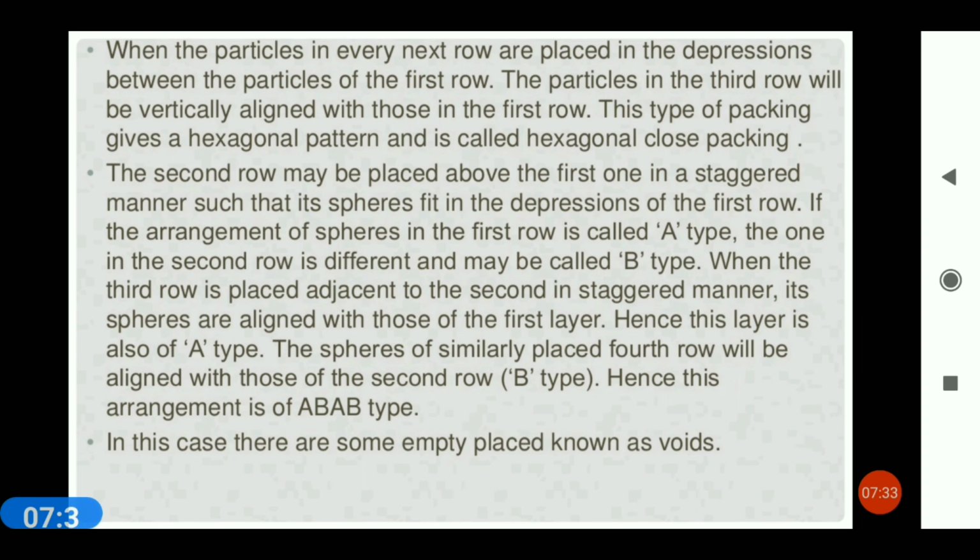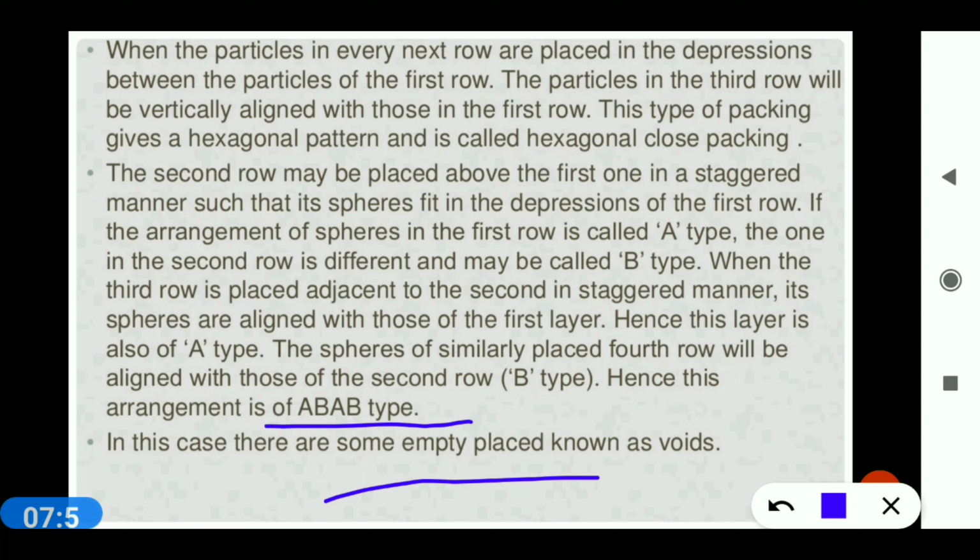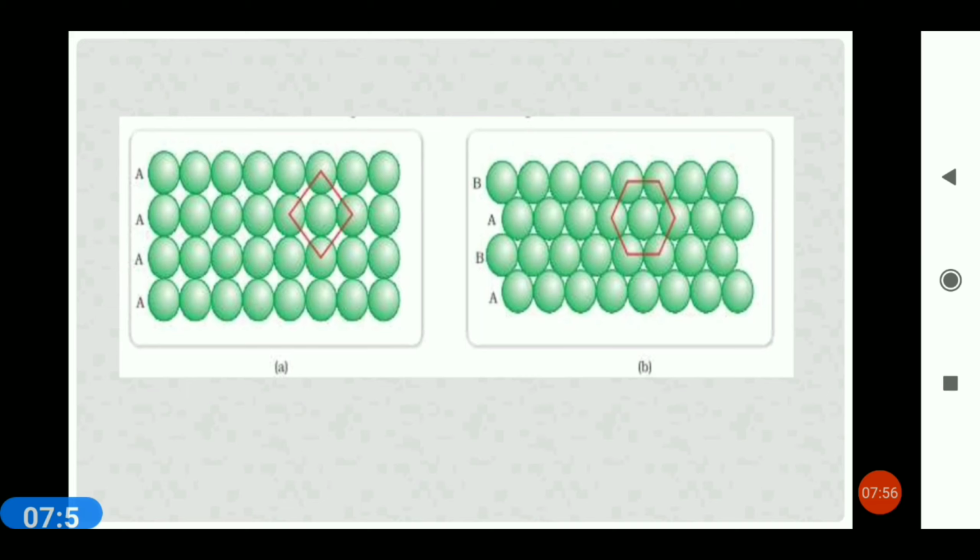And if AB type of arrangement is there, means 2 layers which are alternate, they will be same. In that case, the arrangement is known as the hexagonal close pack. And in this case, there is some empty space. The empty spaces are known as voids. Now you can see the diagram.